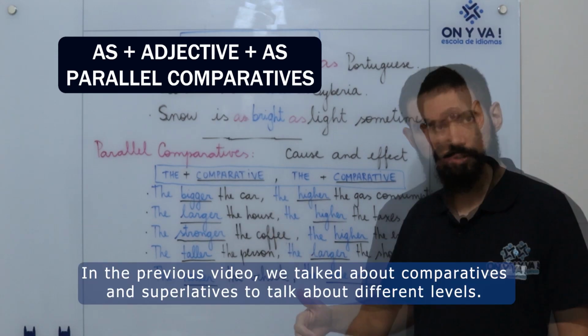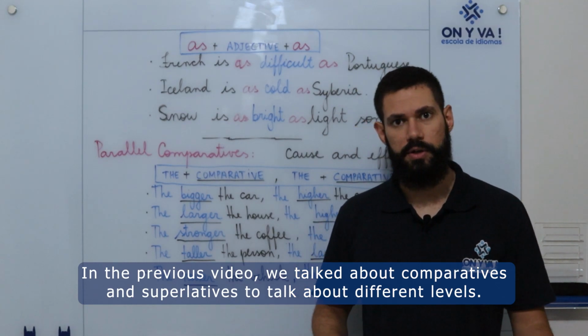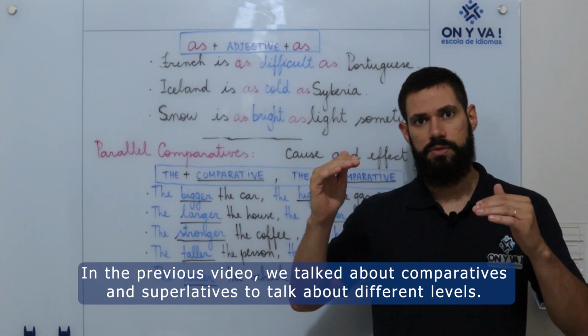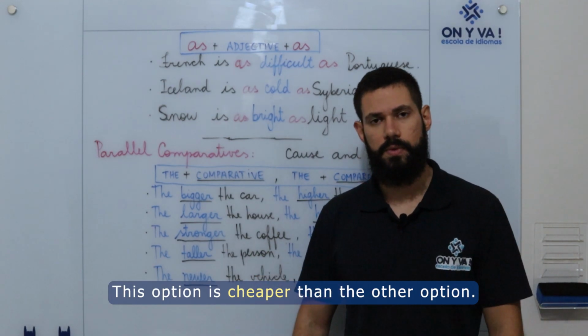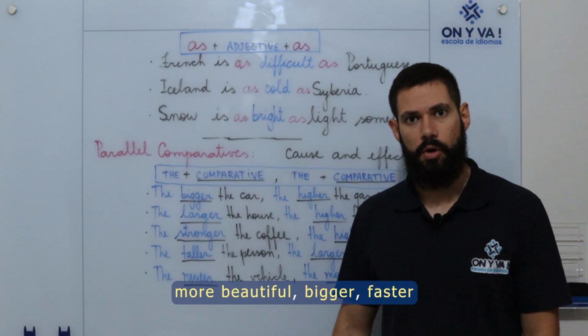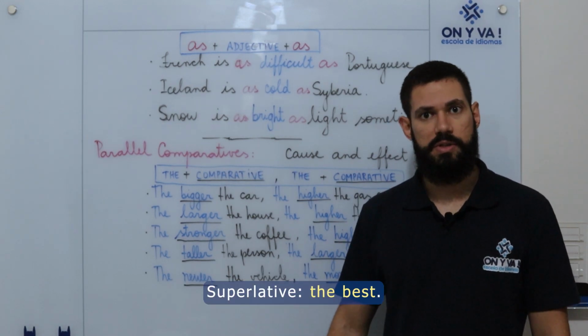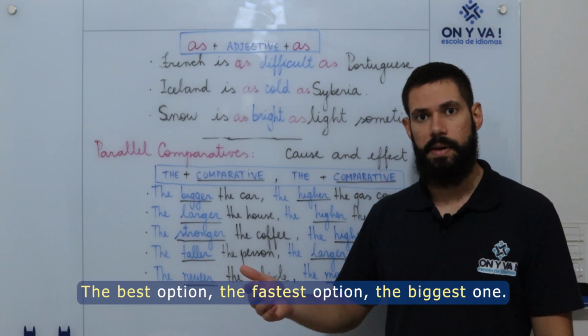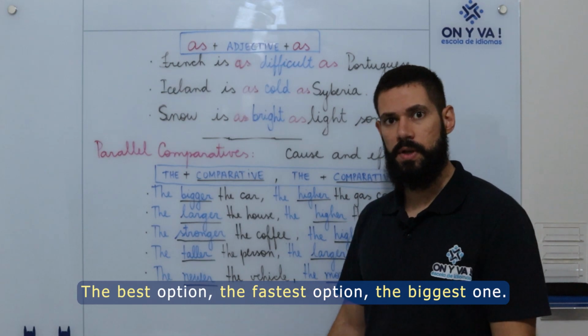Hi! So in the previous video, we talked about comparatives and superlatives to talk about different levels, like cheaper than. Oh, this option is cheaper than the other option, or more expensive than the other option, or more beautiful, or bigger, faster, or also the superlative, like the best option, the fastest option, the biggest one.